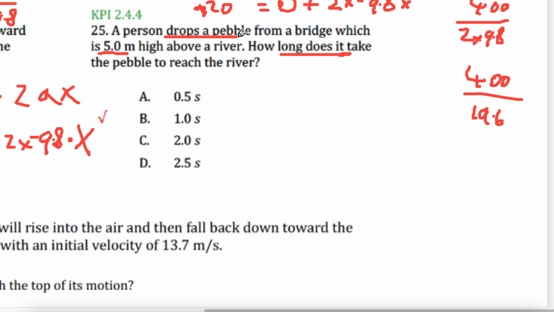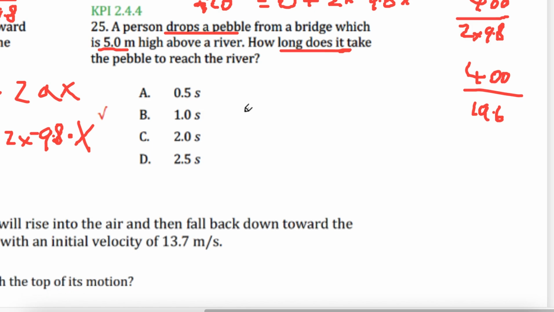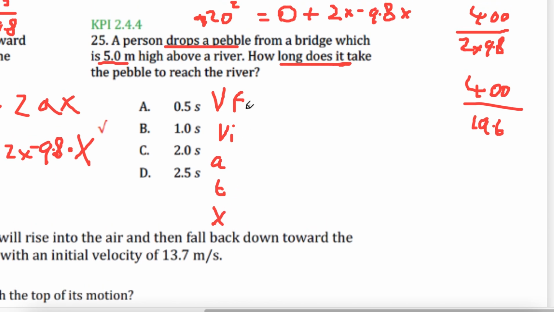We can see that it's dropped a pebble. Okay, let's do the same thing. Vf, Vi, A, T, X. What do we have? We have a height. This time we have an X. That's nice. It's asking us for how long, so I need T. I know 9.8, that's gravity. And Vi, yes, we have Vi, because if it's dropped, starting speed was 0.